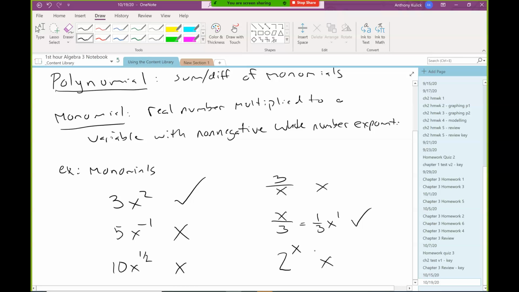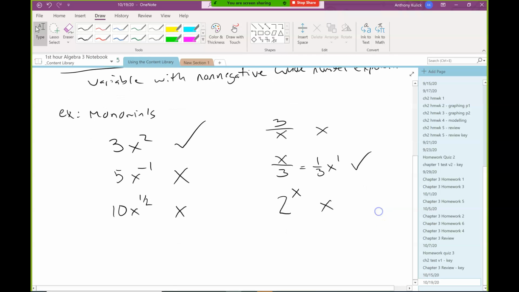So a polynomial is just going to be the sum or difference of a bunch of monomials. And we had said that a single monomial is still technically a polynomial. You should always think about the single monomial plus 0, since a real number by itself is a monomial.